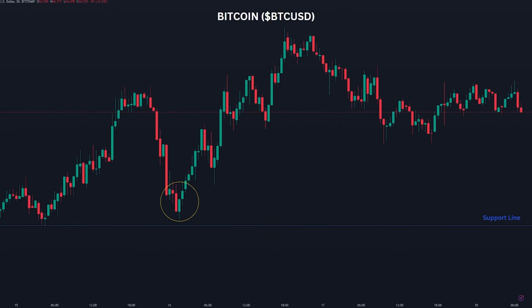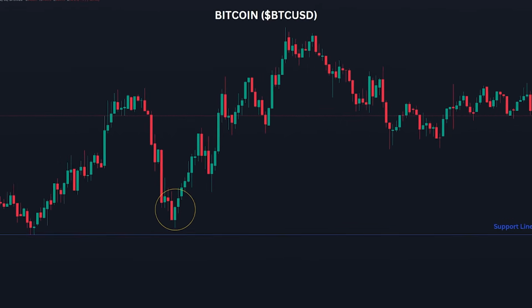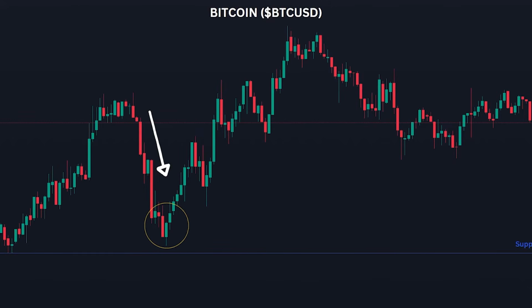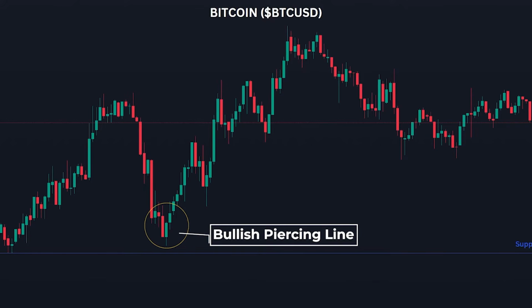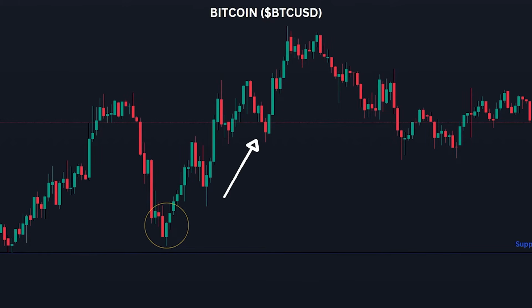An example of this is this 30-minute Bitcoin chart. The prices of Bitcoin started flashing down until it came close to the support line. We can see the formation of the bullish piercing line pattern, which clearly marked the end of the sell-off and the beginning of the new uptrend.